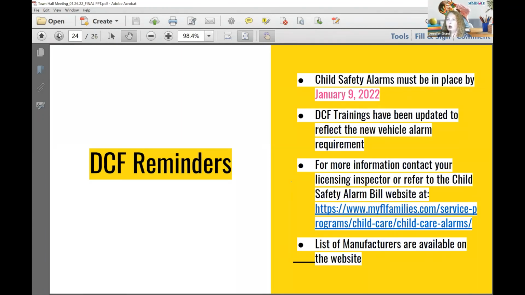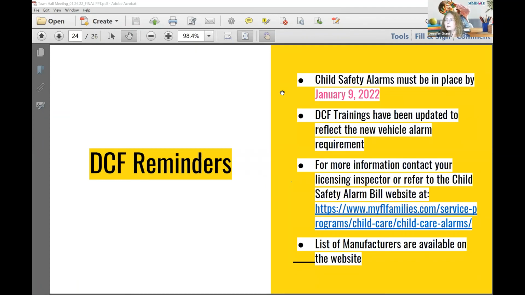The DCF trainings, all of the trainings that new DCF, new early childhood staff must take, now reference the child safety alarms that are required, in addition to the second sweep of your van or your car. The new vehicle alarm requirement is incorporated into all of the different trainings that DCF offers that talk about health and safety and transportation. If you have questions about it, your licensing inspector at DCF can really help you through this.